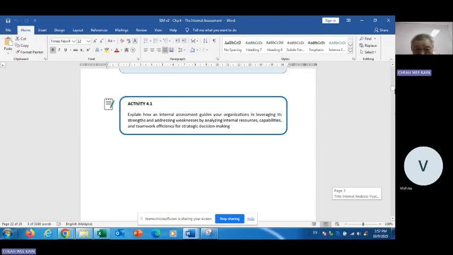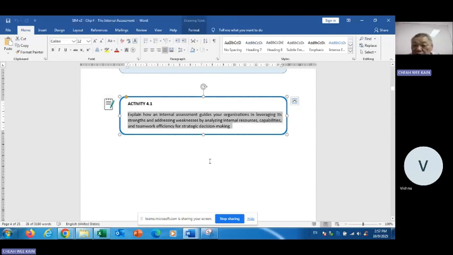So what I want you to do right now, I want you to think for yourself and explain how an internal assessment guides your organization in leveraging its strength and its merit, analyzing resources, capability, and teamwork efficiency for strategic decision making. Okay, so let's say, for example, why don't you do an internal assessment of your company? What are the strengths and the weakness?